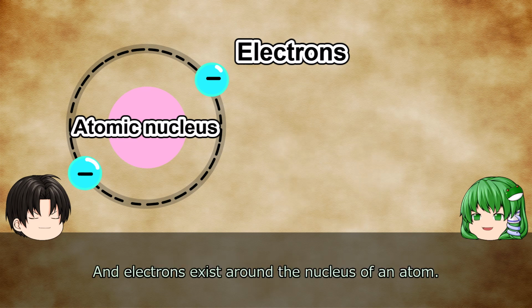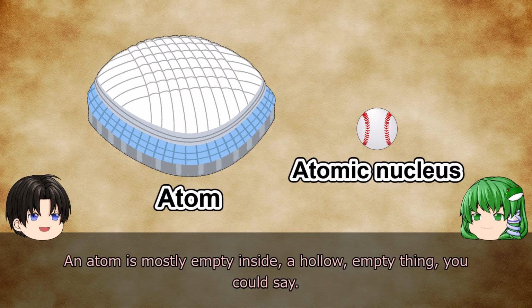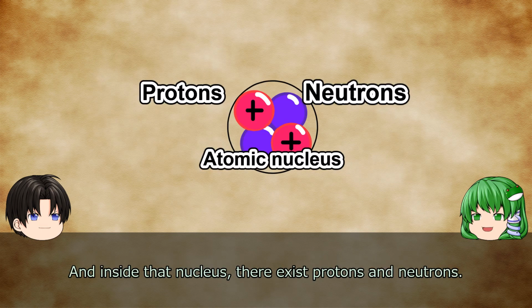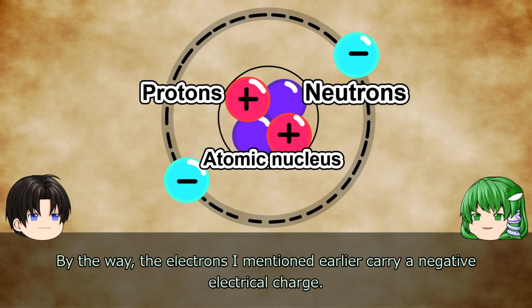Got it. And electrons exist around the nucleus of an atom. The size of the nucleus is about the size of a baseball compared to the entire atom being like a baseball dome. An atom is mostly empty inside, a hollow, empty thing, you could say? Well, that's about right. And inside that nucleus, there exist protons and neutrons. Protons carry a positive electrical charge, while neutrons, as the name suggests, are electrically neutral, meaning they carry no charge. By the way, the electrons I mentioned earlier carry a negative electrical charge.